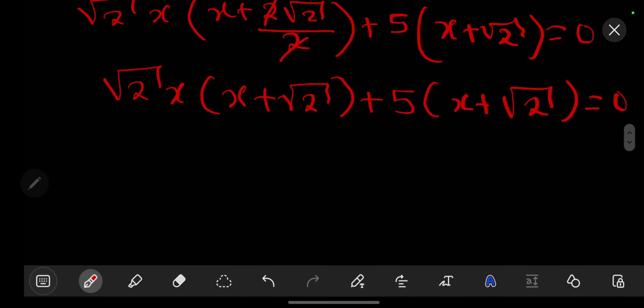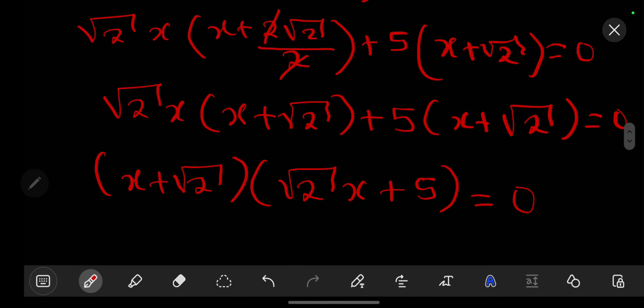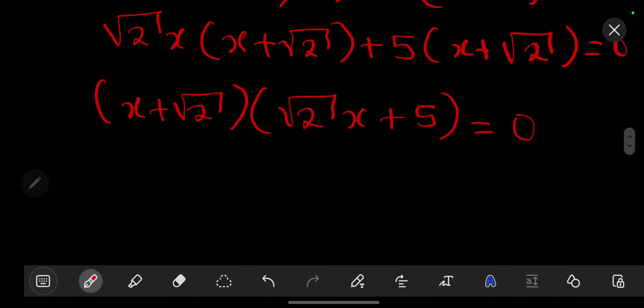So after doing that, as long as the brackets are the same, you can write one bracket to say x plus the square root of 2, and what is outside is the square root of 2x. Then we have plus our 5, which should be equal to 0. So now what we are going to end up with is you equate this to 0. So we have our x plus the square root of 2. If we are factorizing, we could end here, but if we are finding the value, we can equate both of these brackets to 0. So this should be equal to 0.